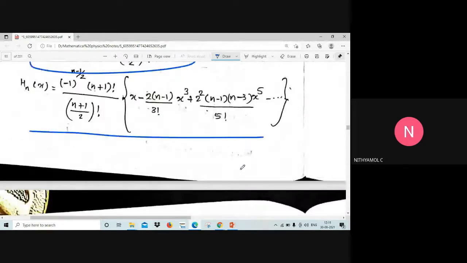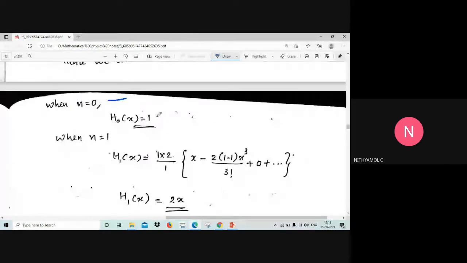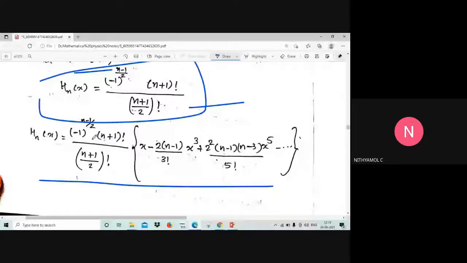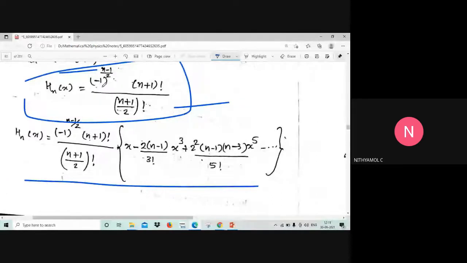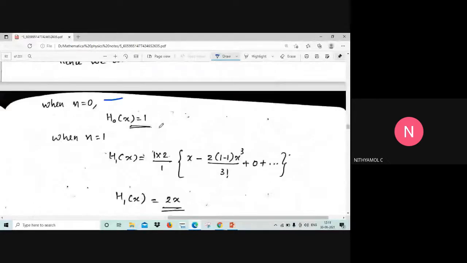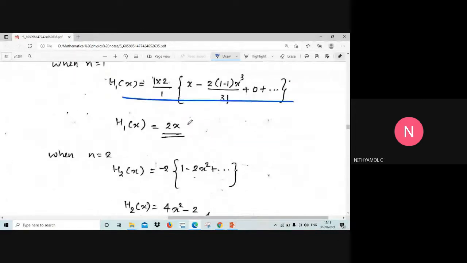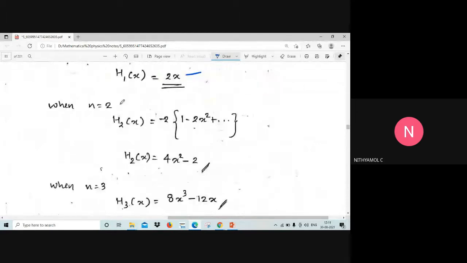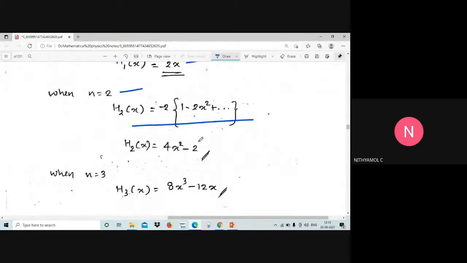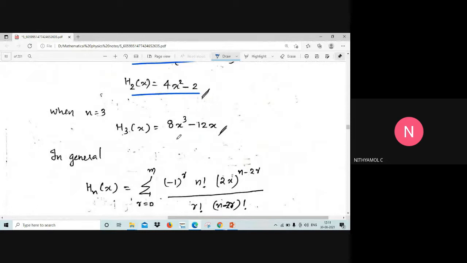When n is equal to 0, H0 of x is 1. When n is equal to 1, we substitute the value of 1 here, then we will get H1 of x equal to 2x. When n is equal to 2, H2 of x is 4x squared minus 2. Then when n is equal to 3, H3 of x is 8x cube minus 12x.